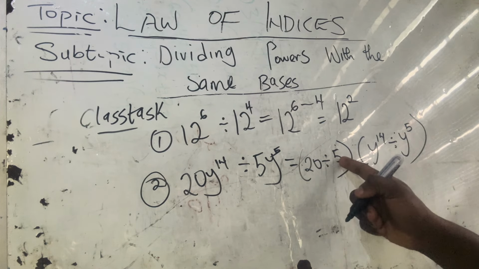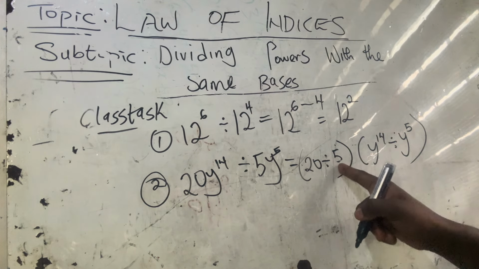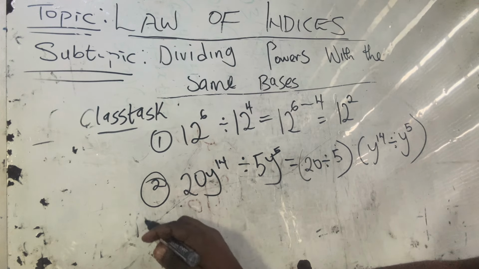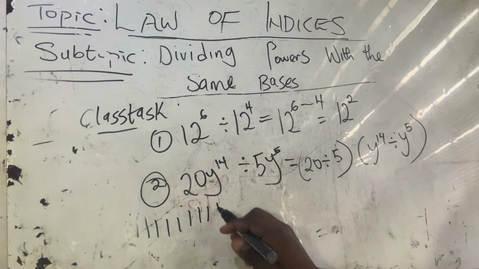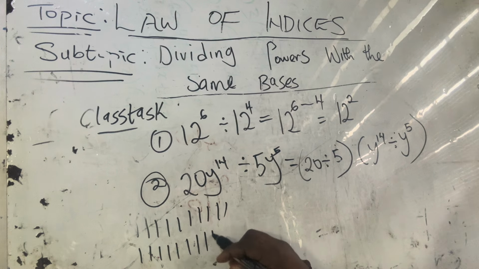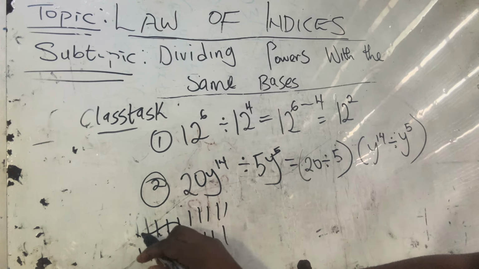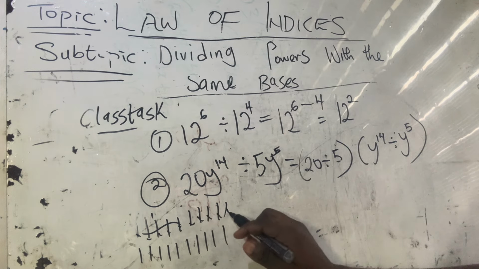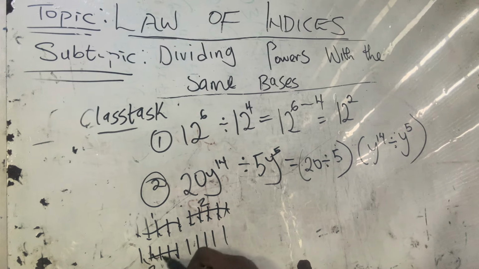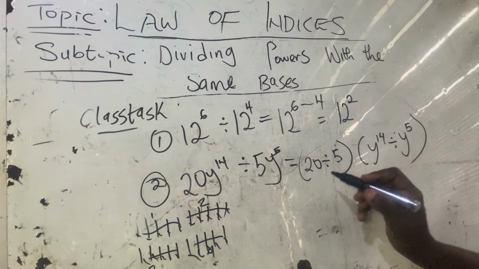Now, what is 20 divided by 5? It simply means you're going to count 20 and divide it into 5 places. So let's count using a group of 10. 1, 2, 3, up to 20. Now, let's divide it by 5. 1, 2, 3, 4, 5. That's 1. 1, 2, 3, 4, 5. That's 2. 1, 2, 3, 4, 5. That's 3. 1, 2, 3, 4, 5. That's what? 4. So 20 divided by 5 will give us 4.